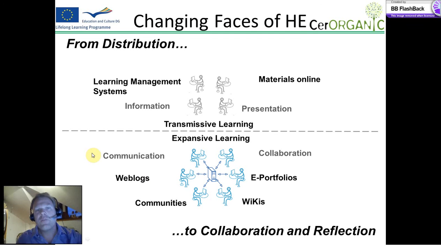So we believe that using technology today is really opening up your mind and making the move from a distribution-oriented way of delivering learning materials and lectures to the learners, to a different understanding of learning, where learning is more the organization of collaboration between the learners.